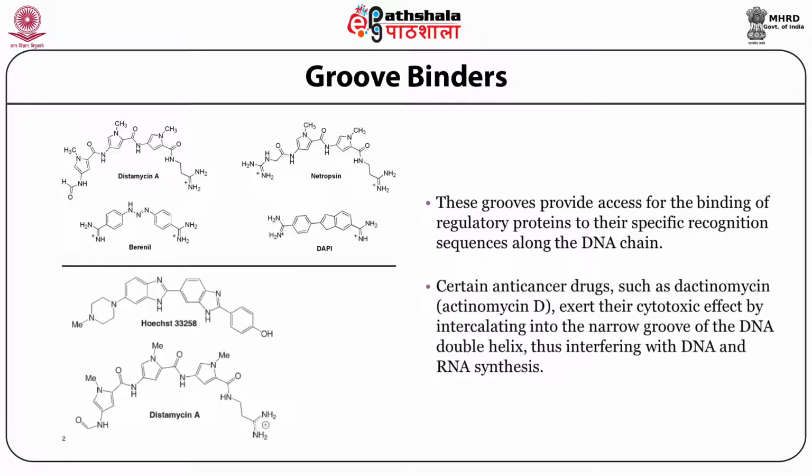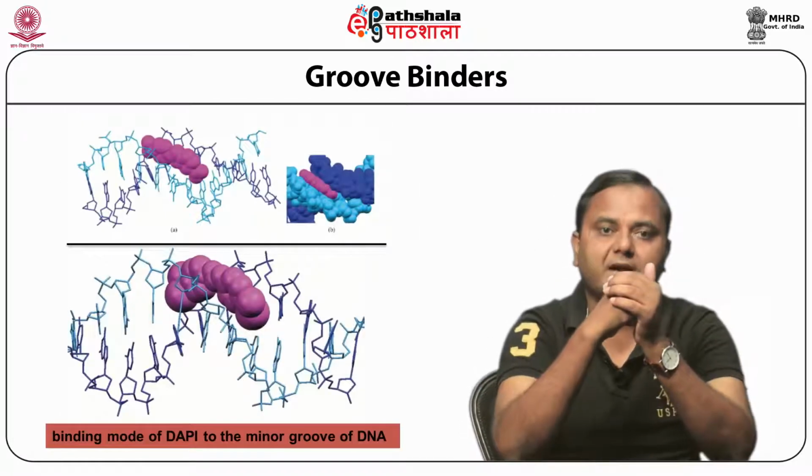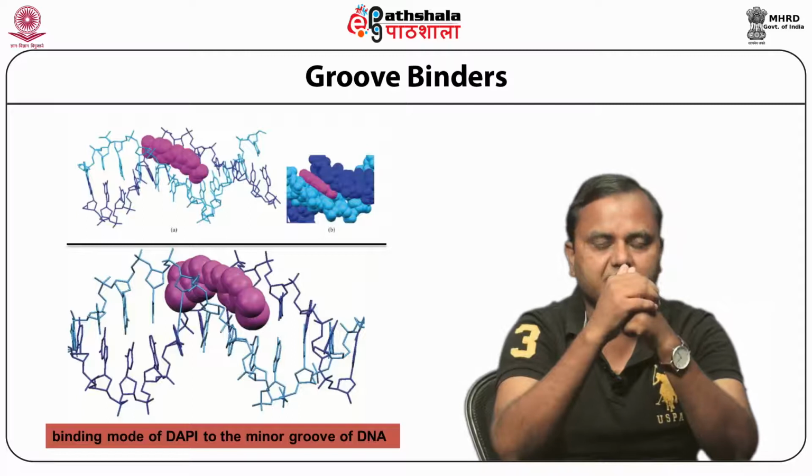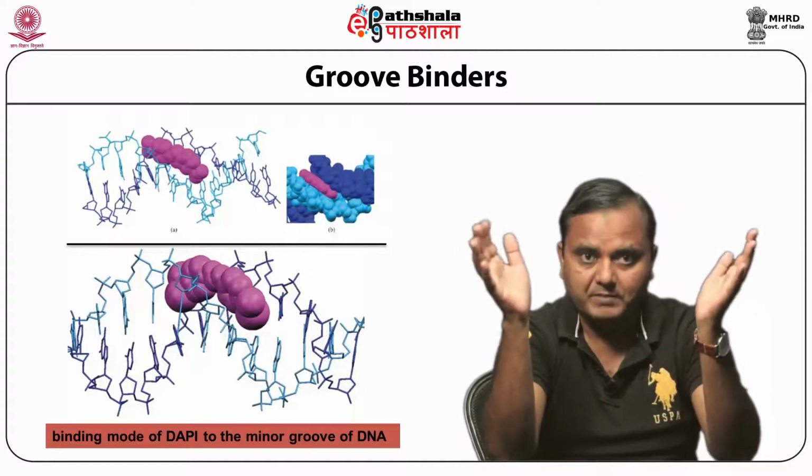Certain anti-cancer drugs such as actinomycin D exert their cytotoxic effect by intercalating into the narrow groove of the DNA double helix, thus interfering with DNA and RNA synthesis. So now we discuss the groove binders. A major category of the DNA binding drugs are the groove binders.